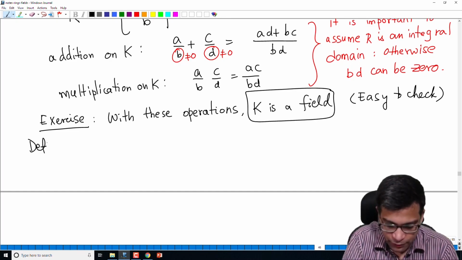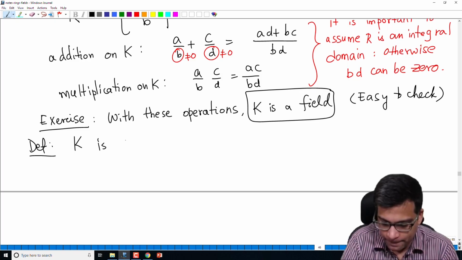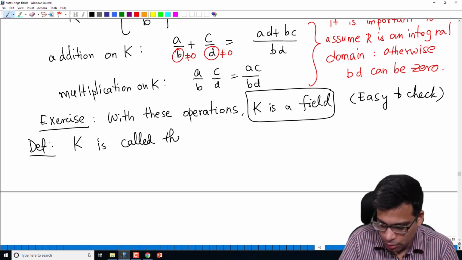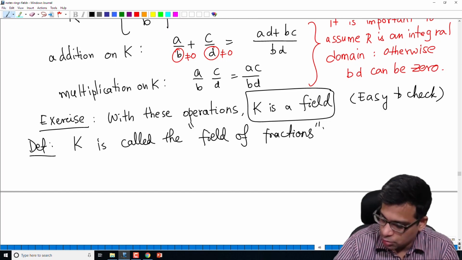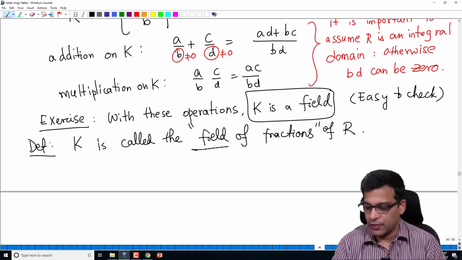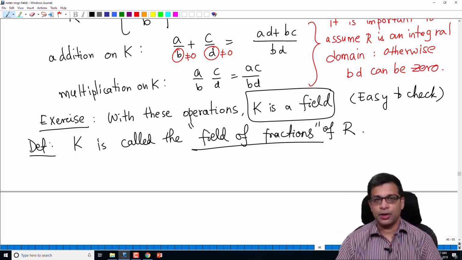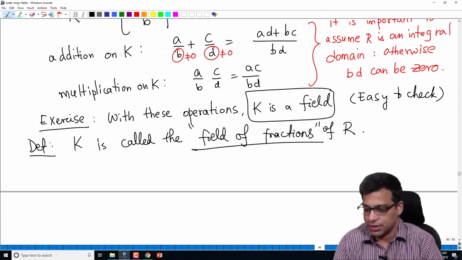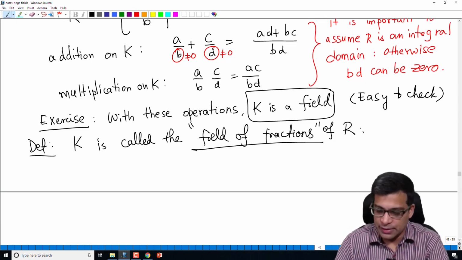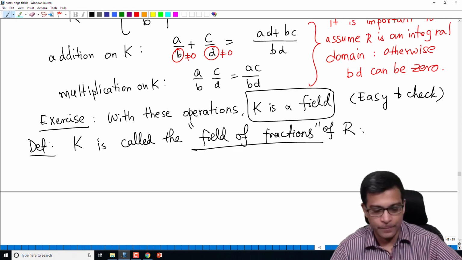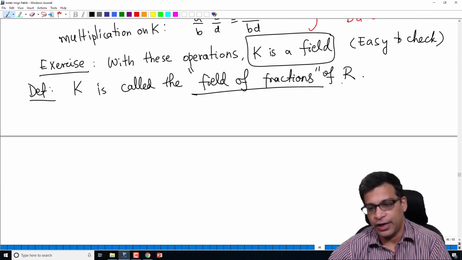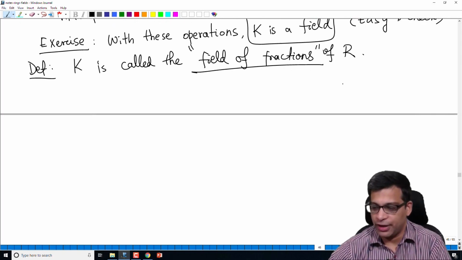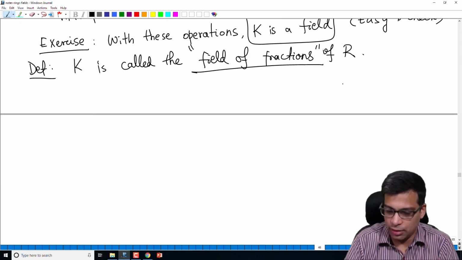And this is an important definition now. K is called the field of fractions of R. Okay, the name is very suggestive, right? It is the field of fractions, meaning it contains all fractions of elements of R. In some sense, it is the smallest field that contains R. Of course, if R is a field to begin with, its fraction field is R itself.